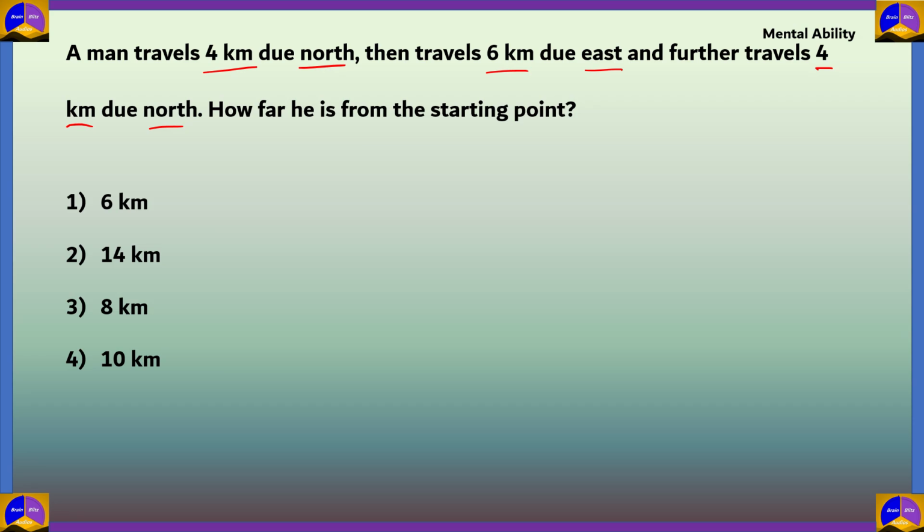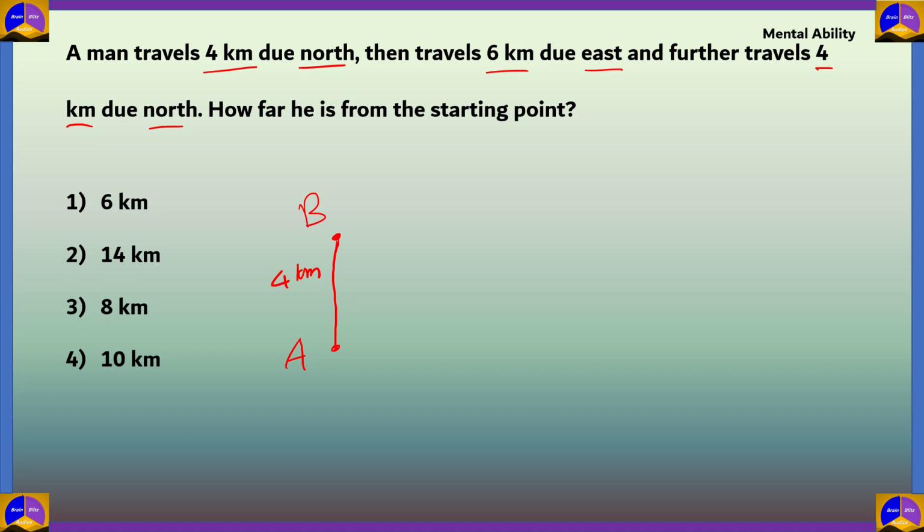Now let's draw the diagram for this question. So this would be the starting point of the man. Let's call it point A. Now the man travels 4 km north, due north. So 4 km, and he reaches this point. Let's call the point as point B.